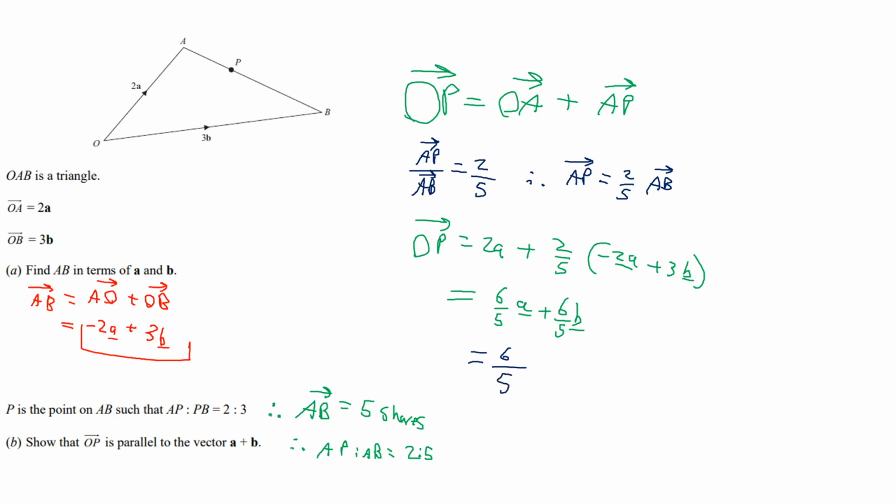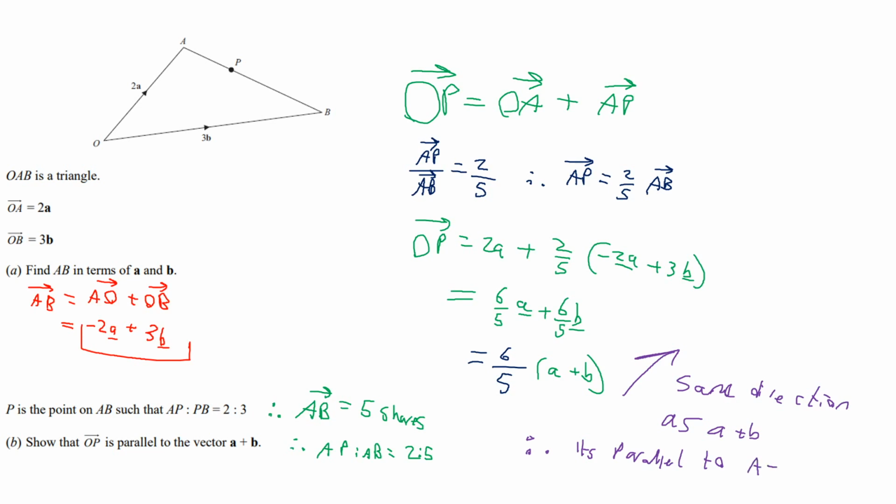and we're left with a bracket of A plus B, which means that O to P is moving in the direction A plus B. And so therefore, it's parallel to A plus B. You shouldn't put it in capitals, but it is parallel to A plus B. And that's the point I'm trying to make.